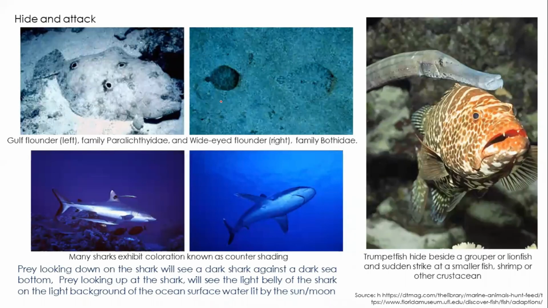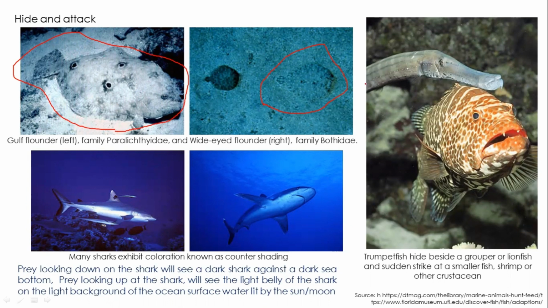Other organisms also have a strategy that can be called hide and attack. For example, you can see flounders here, right? One fish here hides in the habitat, and here is another, a wide-eye flounder, and this is a gulf flounder, which try to mimic the background, and whenever prey comes nearby, they attack. So that can also be called a hide and attack mechanism for catching prey.